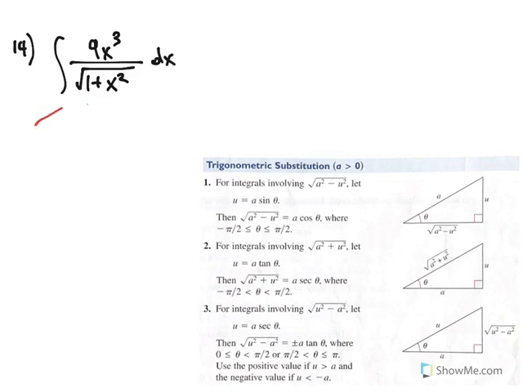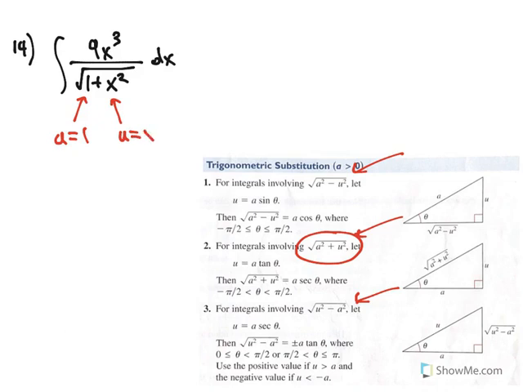So we see that we have the square root of 1 plus x squared in the denominator of the integrand. Of these three radical expressions in our table for trigonometric substitution, only one of them has a sum in the radicand, and what we have for number 14 matches that. We have for the radicand the sum of the square of a constant plus the square of a variable expression. So we're going to have a is equal to 1, and u is equal to x.